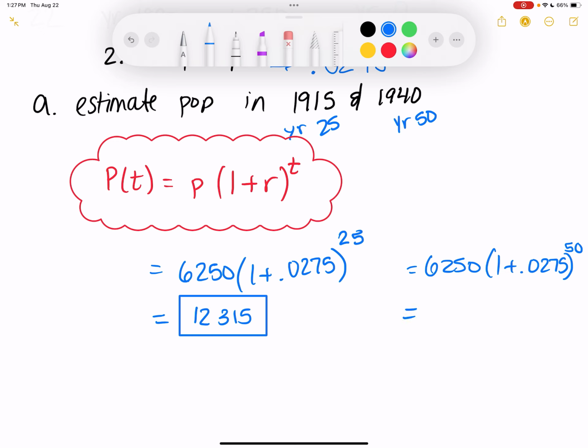Okay, so depending on how you input it before, you can probably hit second entry and just type it in. So that's 24,265.